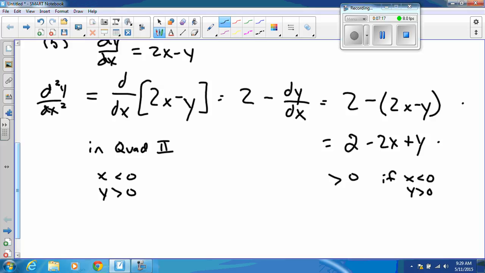But we've not yet answered the question. We found the sign. We need to answer the question. Determine the concavity. Not dy dx. Why? Because it's the second derivative.